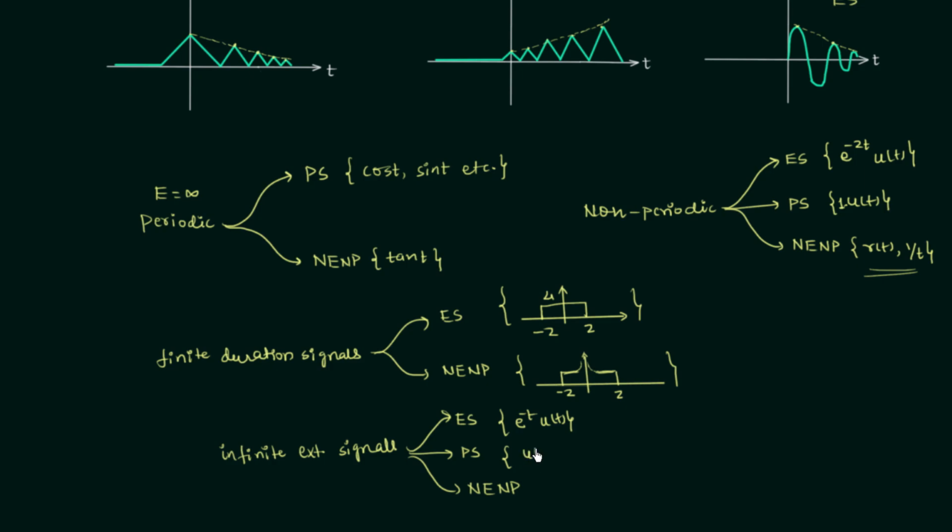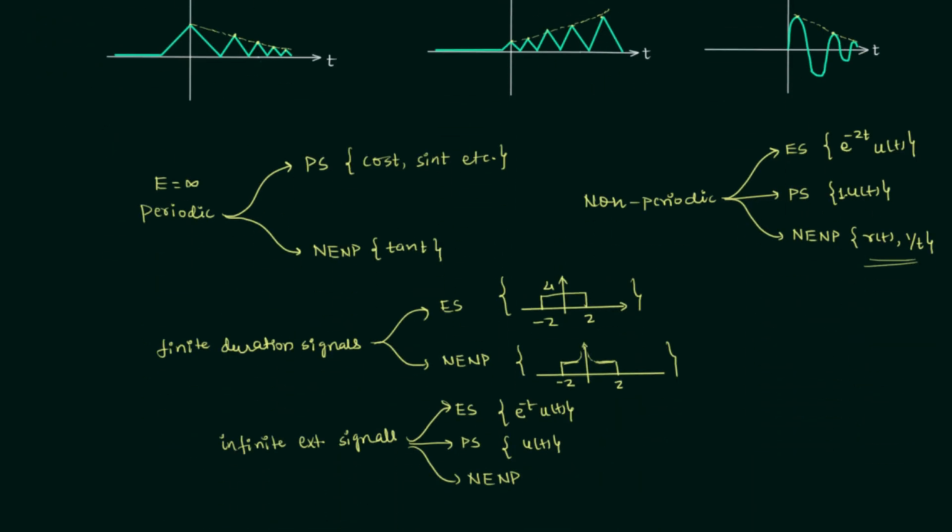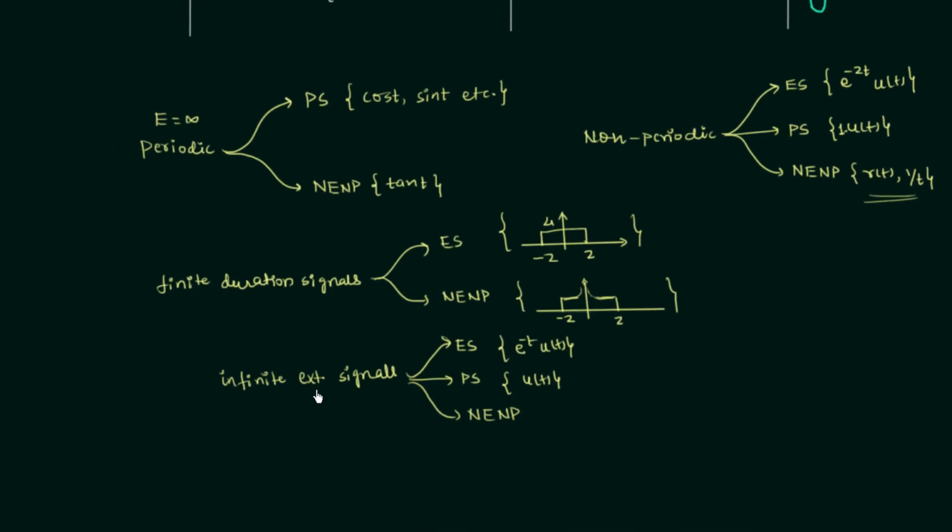For power signal we have u(t). Again, it is an infinite extension signal, but the amplitude is neither decreasing nor increasing. And if you remember the signal x5(t), we saw it is a power signal, and it is the combination of step signals. And if you have a step signal like this, and let's say it is a unit step signal, then also the signal is an infinite extension signal, but the amplitude of the signal is not decreasing and also not increasing. So it is not the case of an energy signal, and it is also not the case of an NENP signal. So it is a power signal. So we have seen the example of a power signal, which is an infinite extension signal.